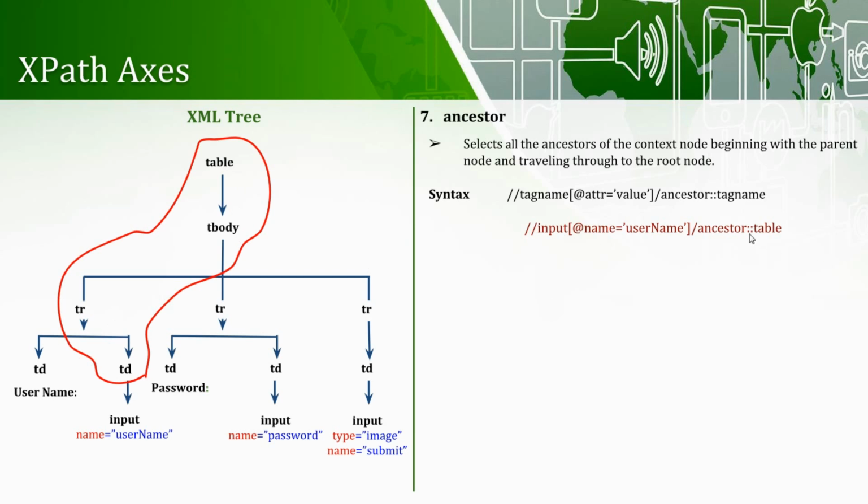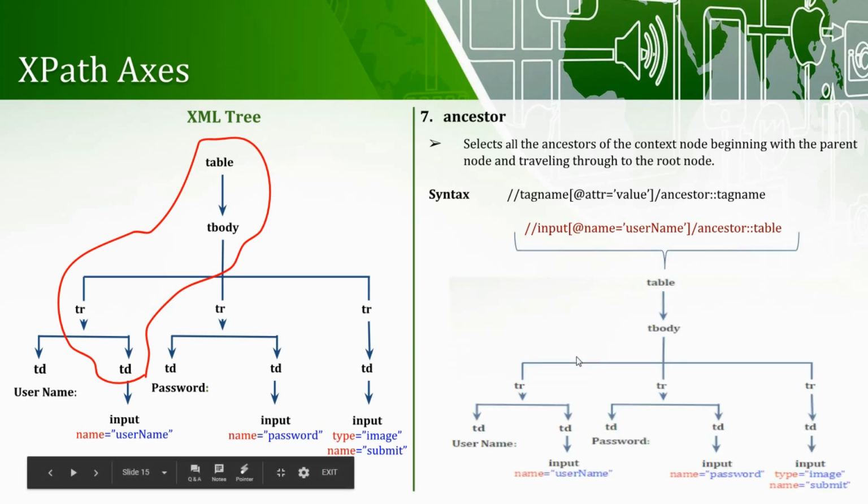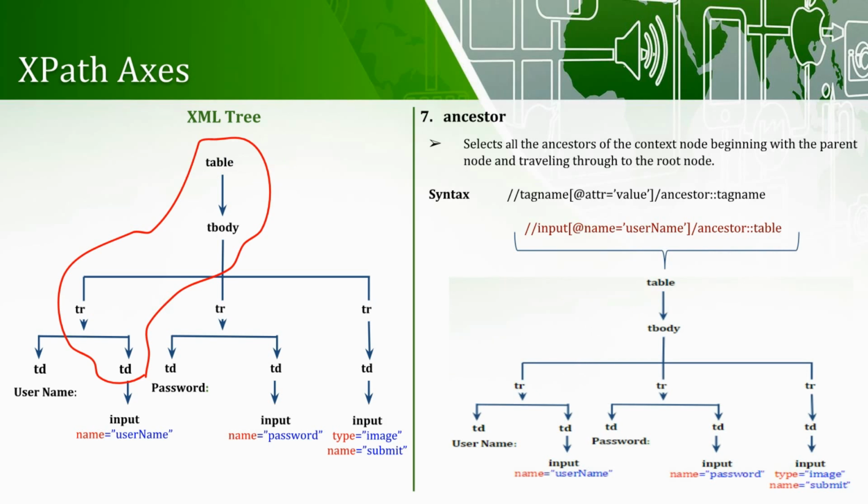Now I am saying ::table. Out of these 4 nodes, which node is table? The root node, or you can say the topmost node. So this node will be our output. So the complete table will come under the root node table. So I have printed the whole tree here.